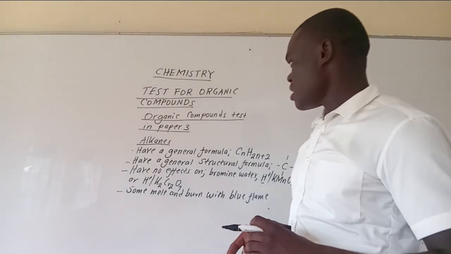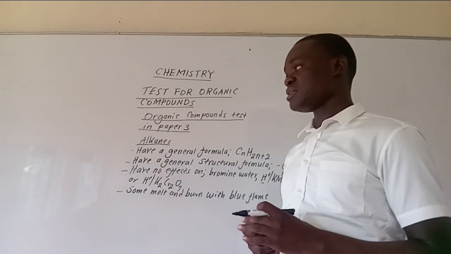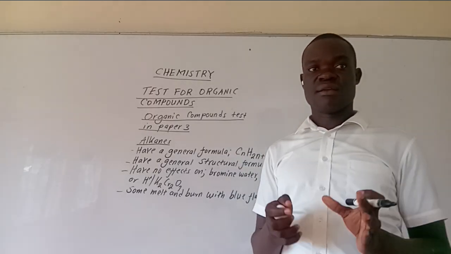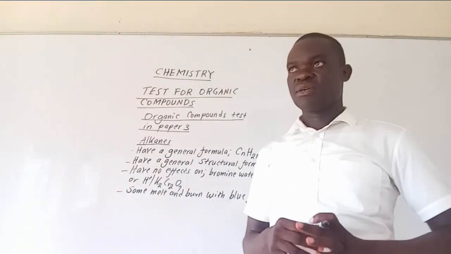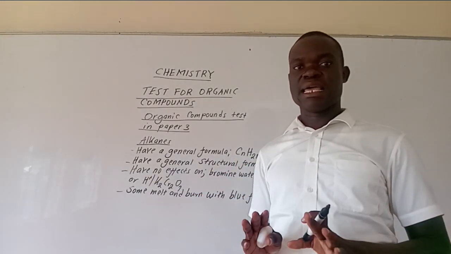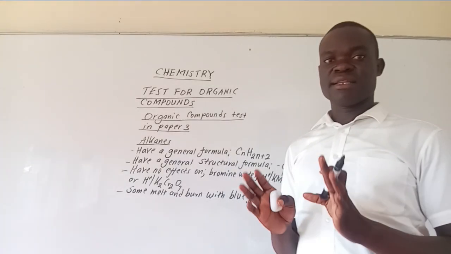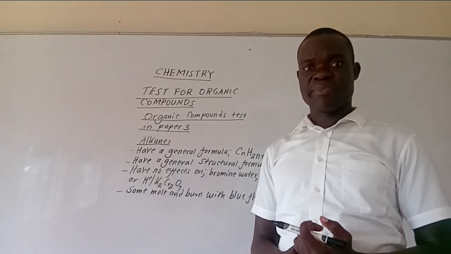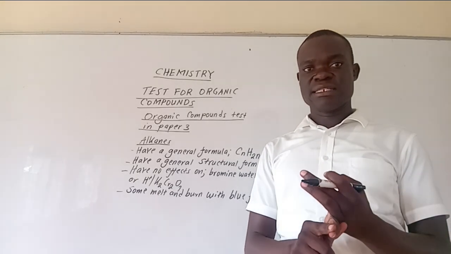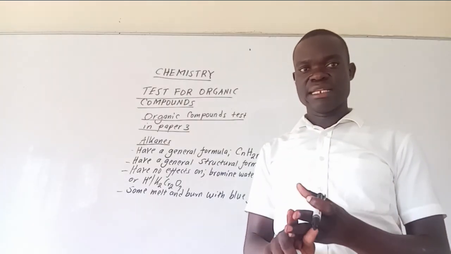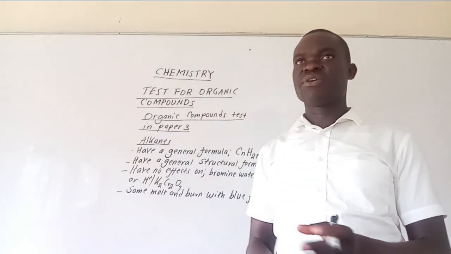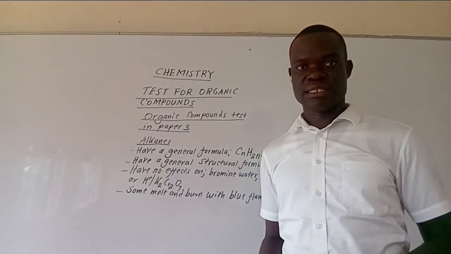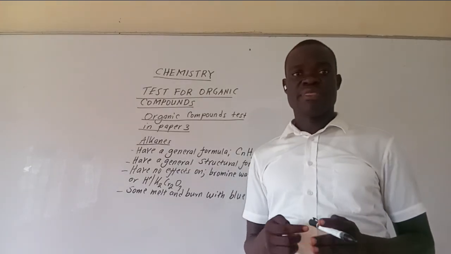So, we want to test for alkanes in paper 3. I said, paper 3, under qualitative analysis, we have test for cations and anions. Then we have part that deals with test for organic compounds. So the organic compounds tested in paper 3, we have alkanes, alkenes, alkynes, alkanols, alkanoic acids. So we want to begin with the alkanes.